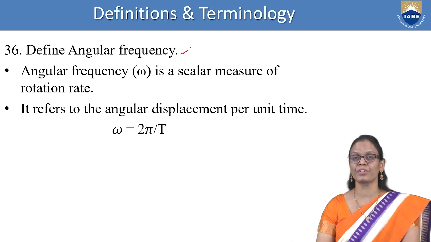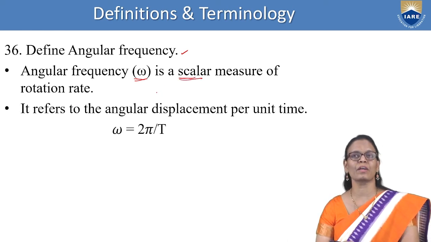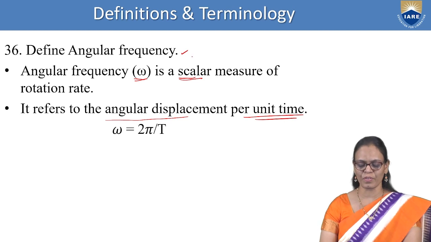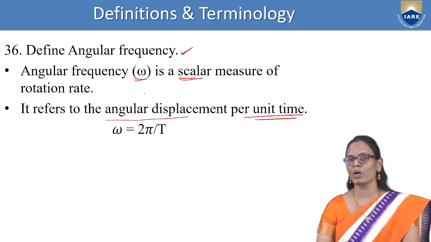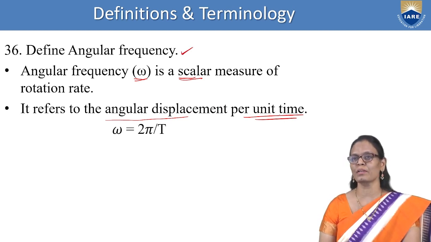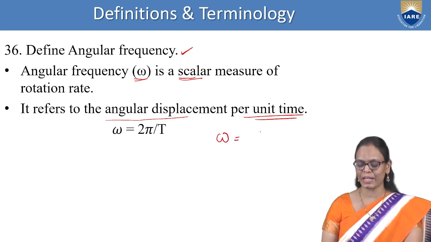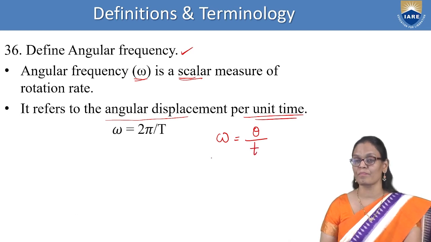Now define angular frequency. Angular frequency omega is a scalar measure of the rotation rate. Scalar means we talk only in terms of magnitude and no direction. It refers to the angular displacement per unit time. So if I have to write the generalized formula, omega is equal to theta, the angular displacement, upon time.